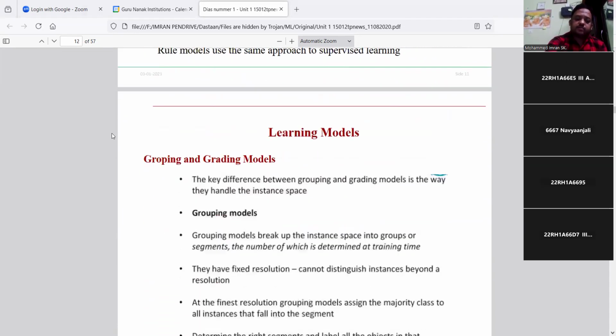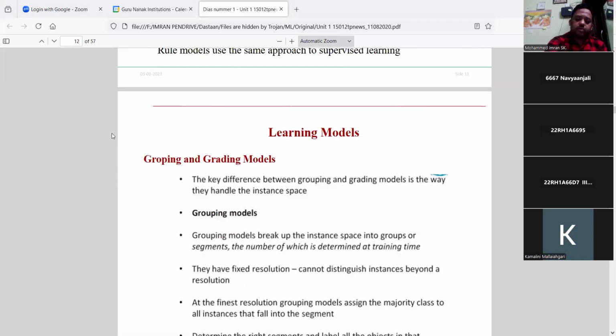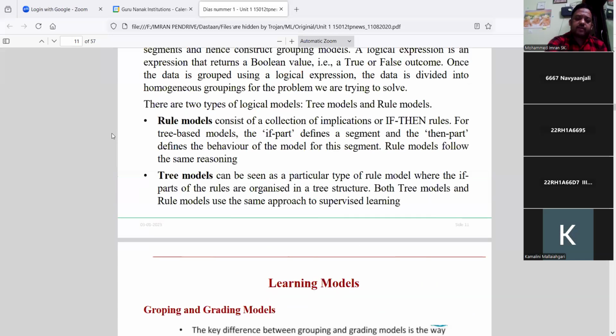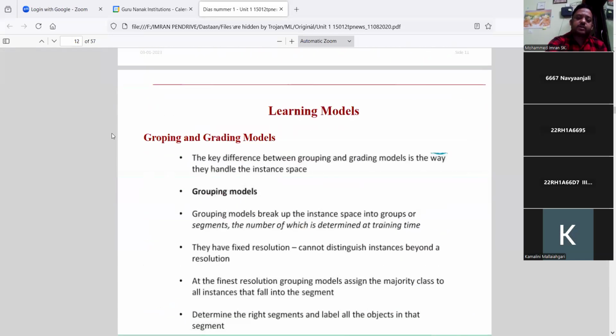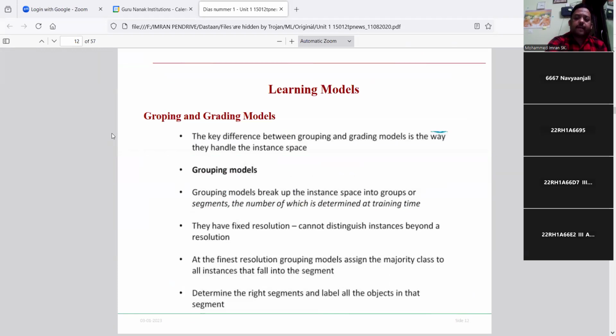Okay? The next one is about the learning models. Here we have various learning models. Again, we have grouping and grading models. So this is also a type of learning models. Okay, any doubt still now? Okay, fine.